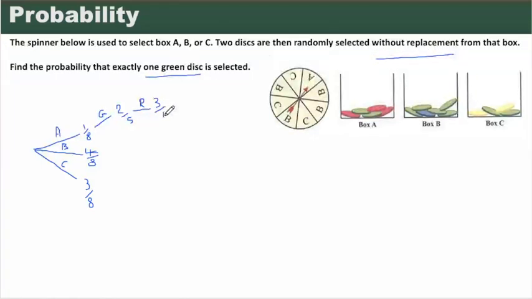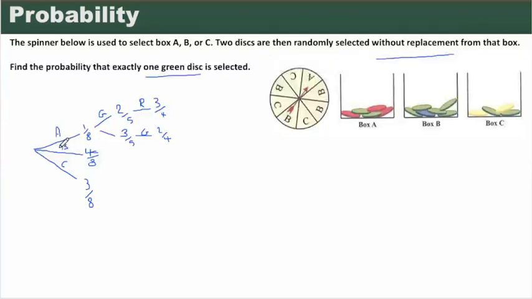So they're right. How about if the first I get is a red disc? That would be 3 over 5. Then the second disc must be green, which is 2 over 4. The probability.